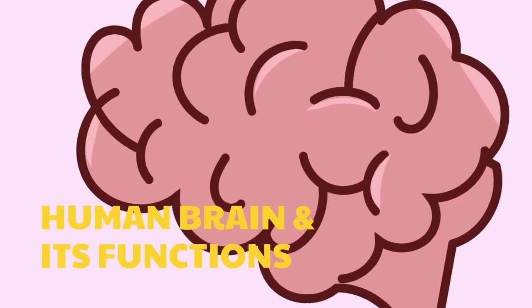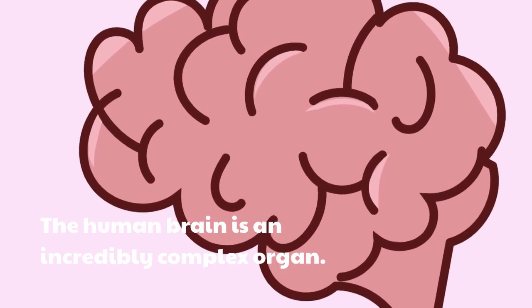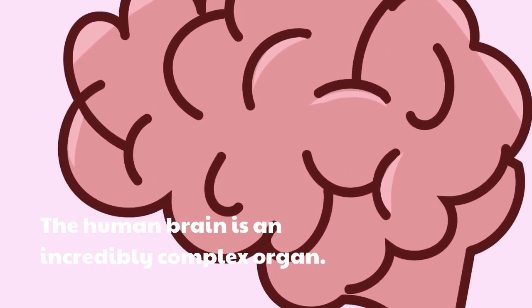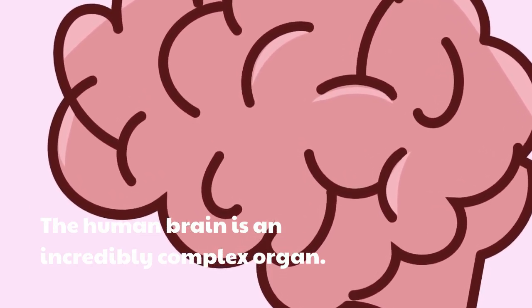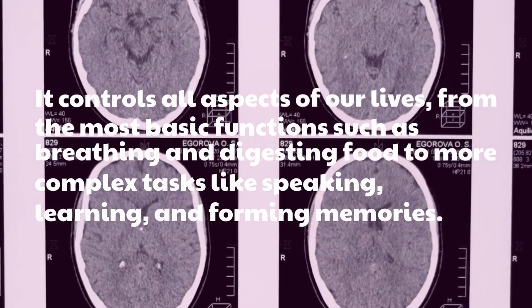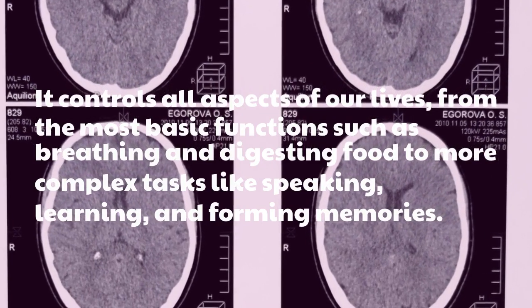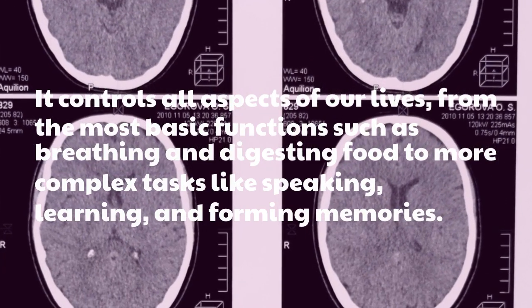Human brain and its functions. The human brain is an incredibly complex organ. It controls all aspects of our lives, from the most basic functions such as breathing and digesting food to more complex tasks like speaking, learning, and forming memories.